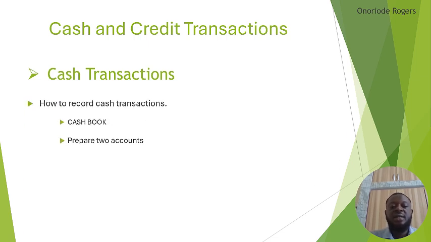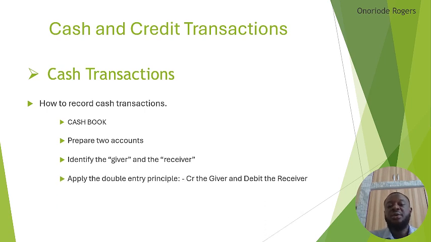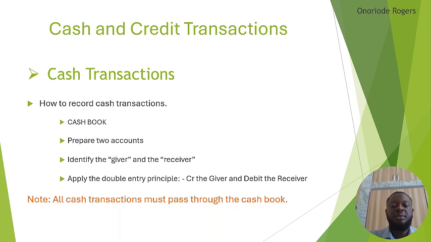So let's look at how to record a cash transaction. First of all, it must go through the cash book. Then prepare two accounts. Then identify the giver and the receiver. Then apply the double entry principle, which says debit the receiver and credit the giver. Then note that all cash transactions must pass through the cash book.